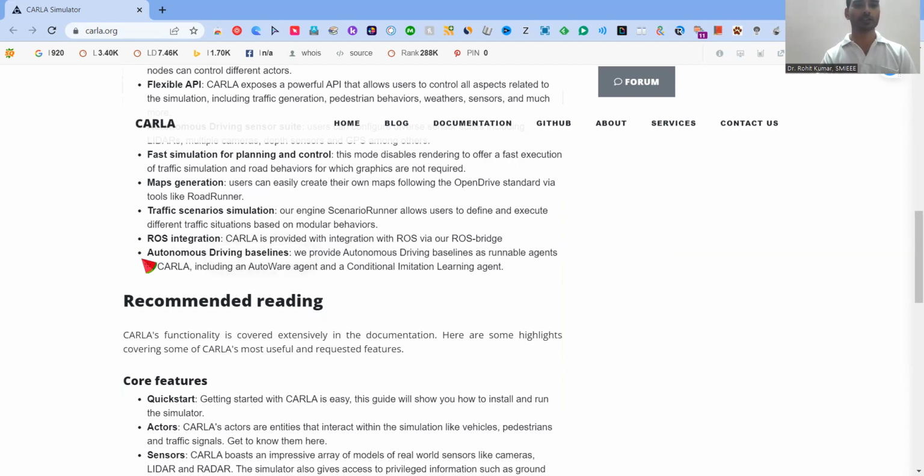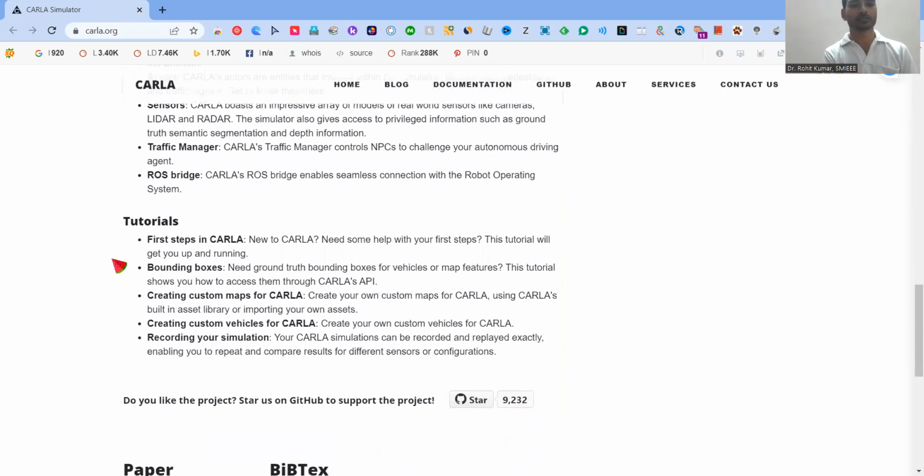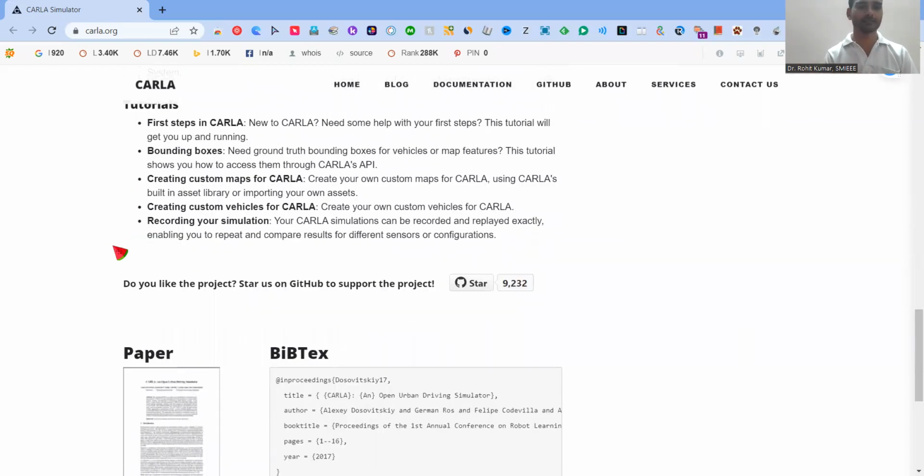Coming further, we have the autonomous driving baselines. With respect to the basic runnable agents in CARLA, we include the AutoWare agent and the conditional imitation learning agent. Additionally, they have recommended some learning resources with respect to the core features: a quick start guide, then the actors, sensors, and traffic manager, and the ROS bridge. All these things they have discussed over here, then some related tutorials on what to do, what not to do, how you can create your own vehicles, custom maps, etc.